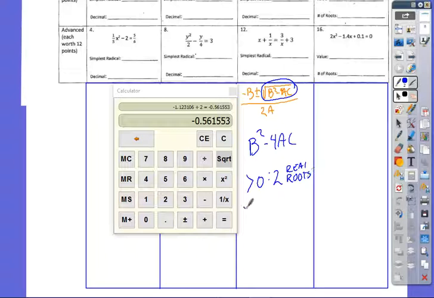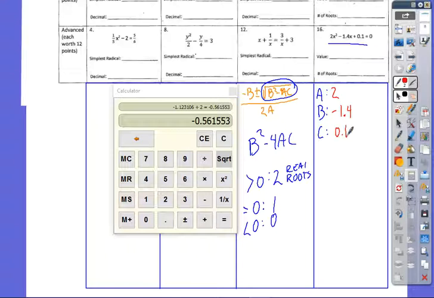So if we have a discriminant that is equal to 0, how many real roots will we have? We will have 1 real root. And then if we are less than 0, we will have 0 real roots. Okay. All right. So here we go. Ryan, I need you to identify the A, the B, and the C of the equation right here. Okay, A is 2, B is negative 1.4, and C is 0.1.